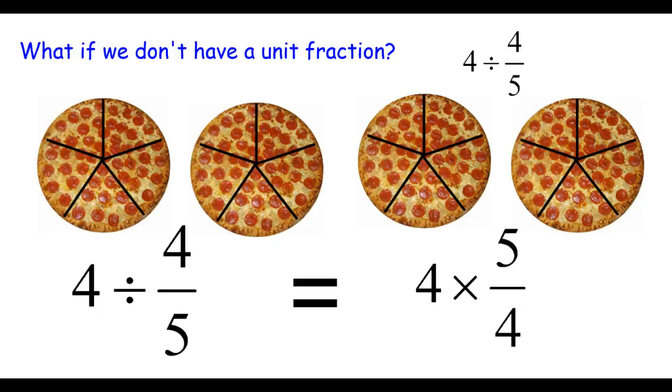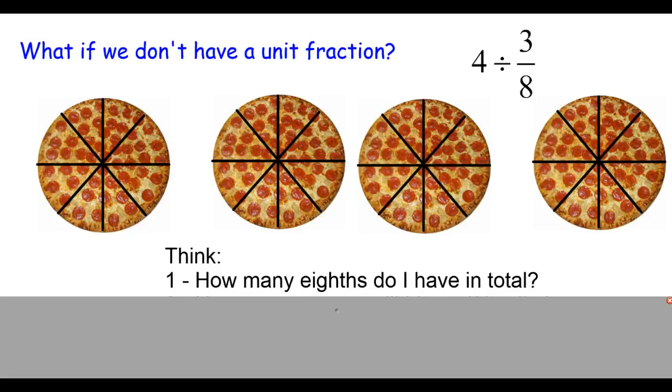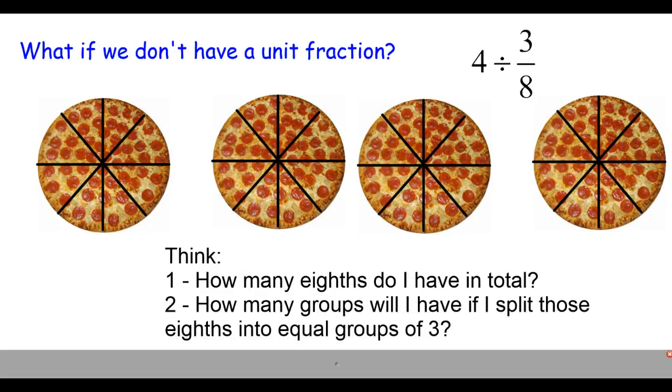To give another example of that, what if we have 4 pizzas, or just the number 4, and we want to divide it into 3/8? Well, our fraction 3/8 tells us two different things. It's a fraction based on eighths, and we have a group of 3 of them. So if we find out how many eighths we have in total, and then split those total number of eighths into groups of 3, we find out the number of 3/8 that it takes to make the 4. So we'll show that visually here.